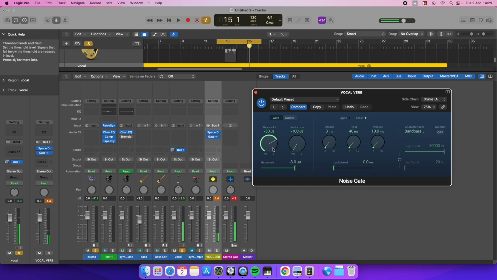You hear that? So we're stuttering the reverb now because the drums are triggering the noise gate and letting the reverb in.